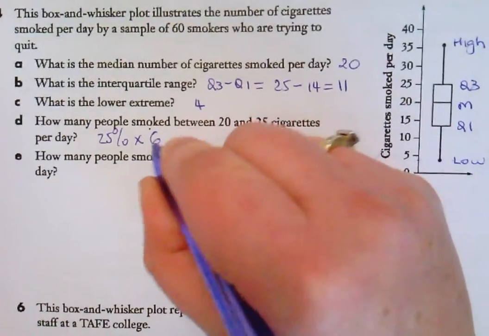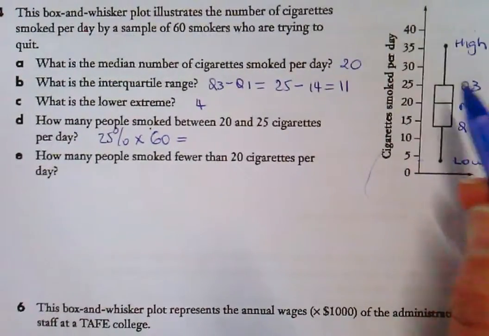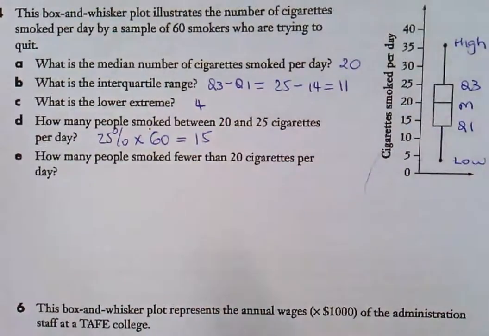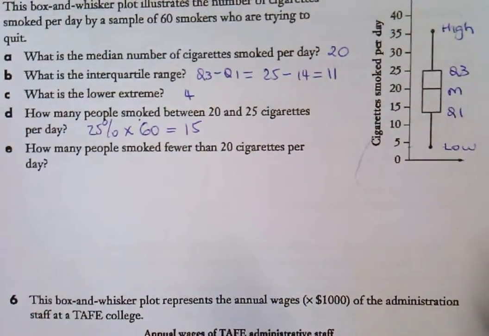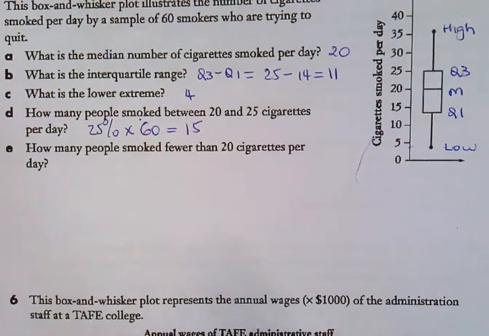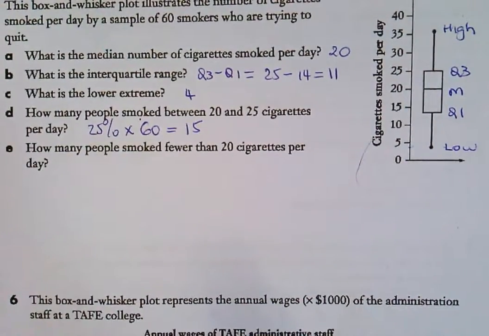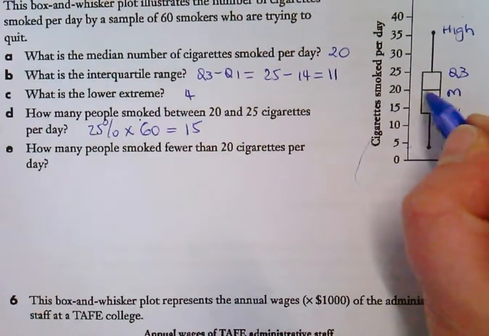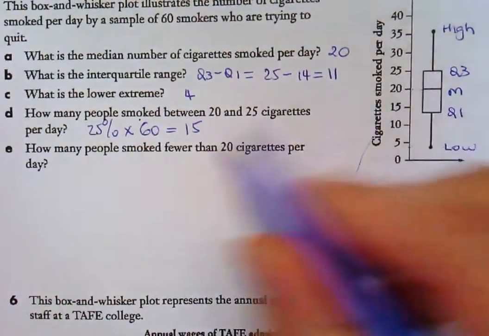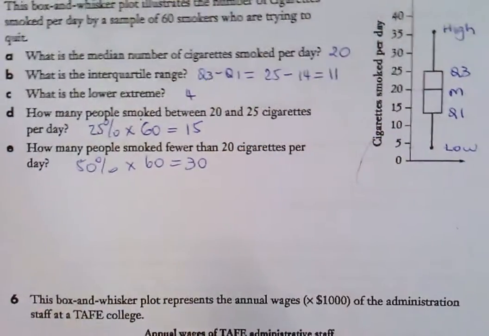So it's a quarter of 60. So between 20 and 25, that's 25% of the graph. Quarter of 60, which is 15 people. In other words, girls, each section represents 15 people. 15 people, 15, 15, 15. Because each section is 25% of the sample. Okay, how many people smoked fewer than 20? Now 20 is at the median, it's half. So it's 50% of 60, which is 30.